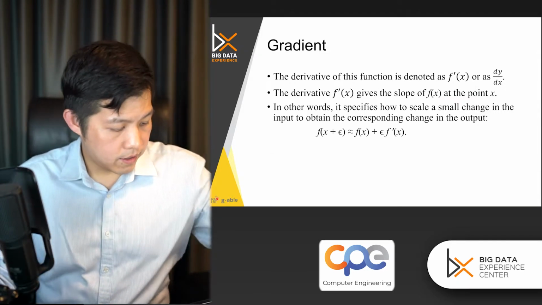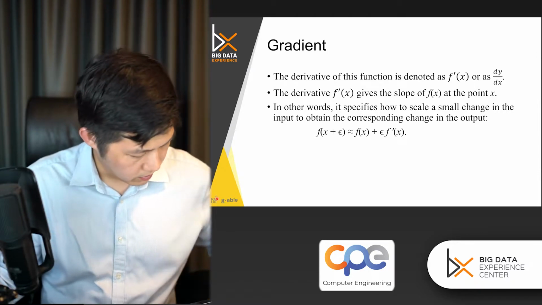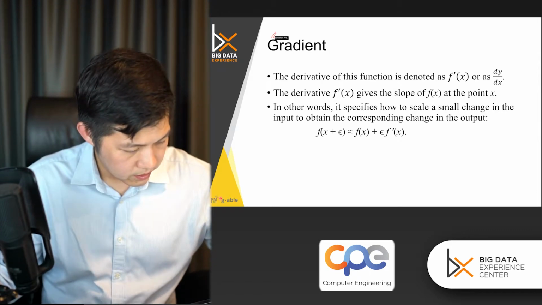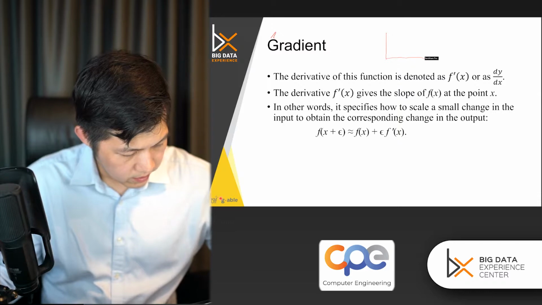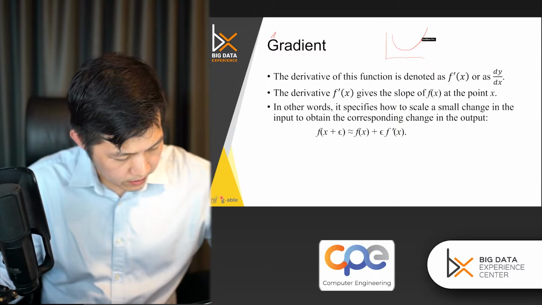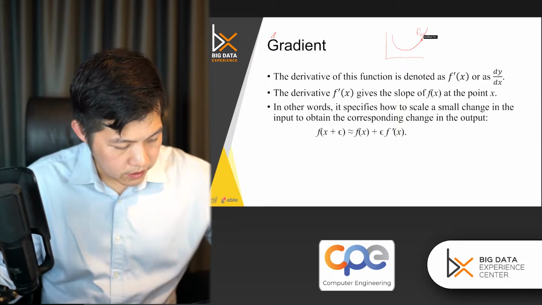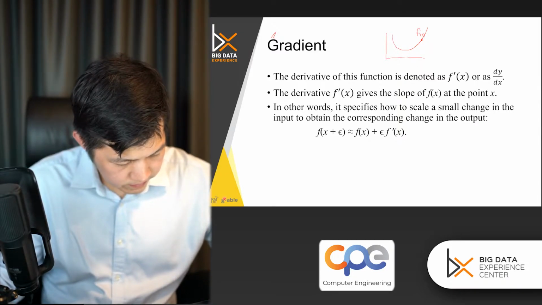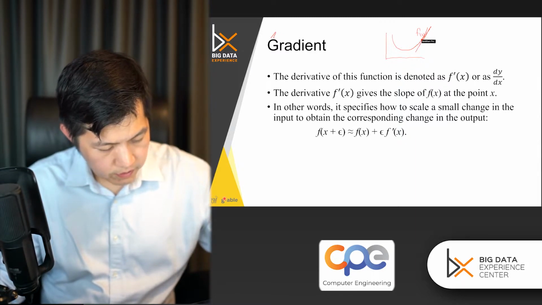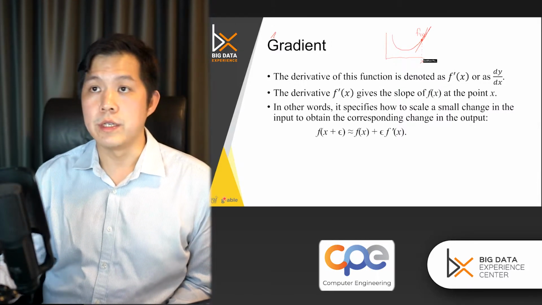That means if I write a function like this one and calculate the f prime x at this point, what I'm getting here is the slope, the tangent at point x. So this will be the tangent at this point x. This is f prime x.